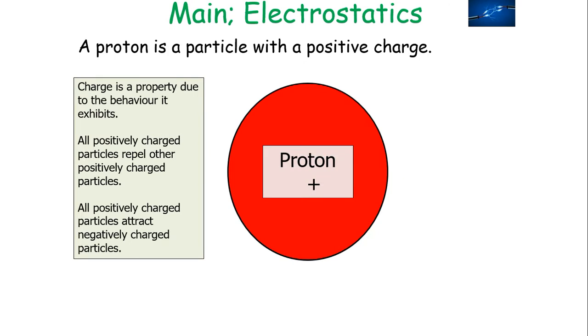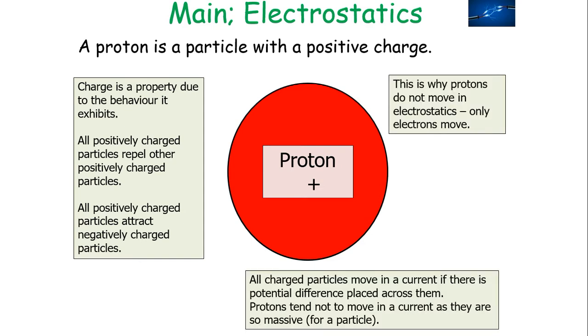A proton is a particle with a positive charge. All positively charged particles repel other positively charged particles, whilst all positively charged particles attract negatively charged particles. In theory, all charged particles move in a current if there's a potential difference placed upon them. But protons have this opportunity to move, but tend not to because they are so massive for a particle.